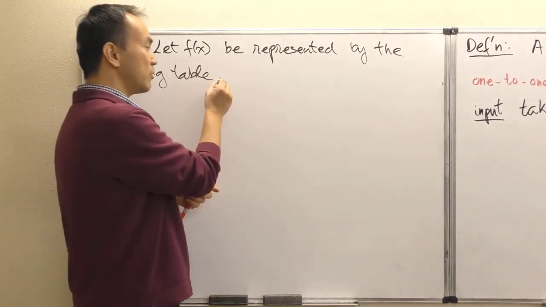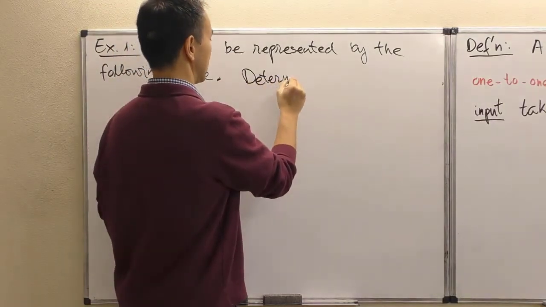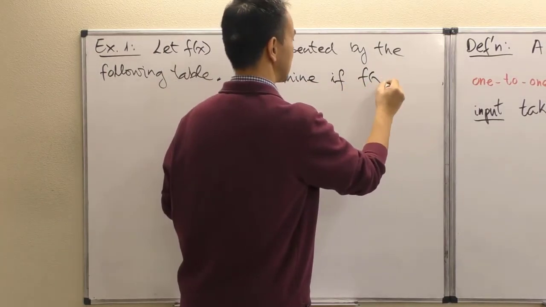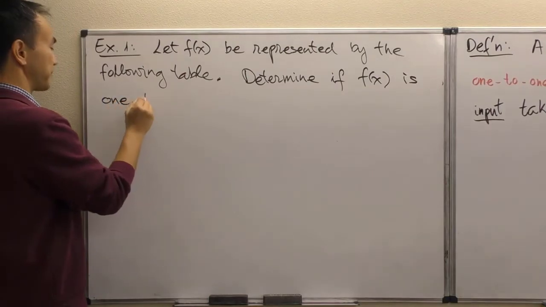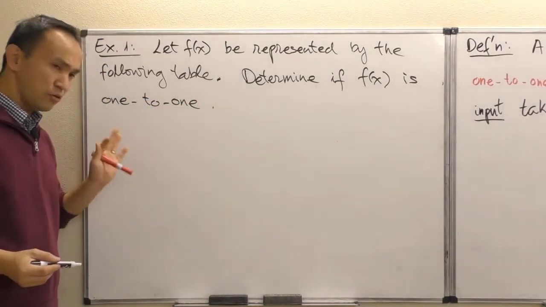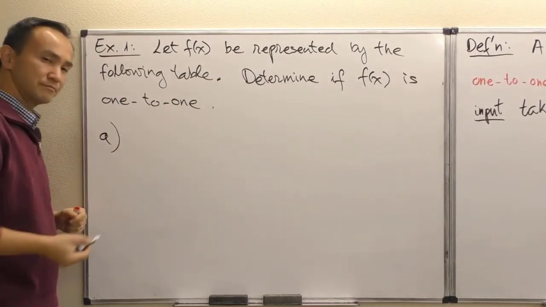Once we have the table given, we want to determine if f of x is 1 to 1. All right, that's all we have to decide. So now in this case, here we go. Part A of the example.